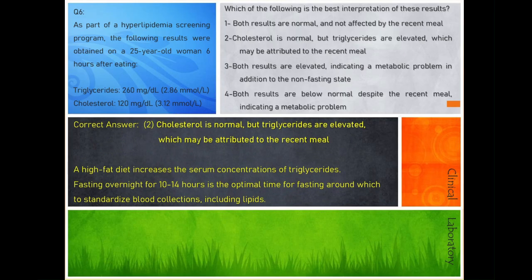Correct answer, 2. Cholesterol is normal, but triglycerides are elevated, which may be attributed to the recent meal. A high-fat diet increases the serum concentrations of triglycerides. Fasting overnight for 10 to 14 hours is the optimal time for fasting around which to standardize blood collections, including lipids.